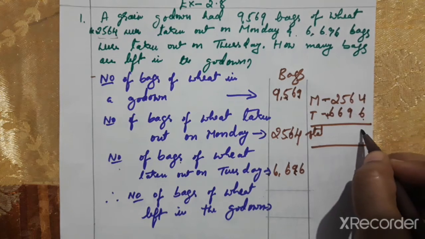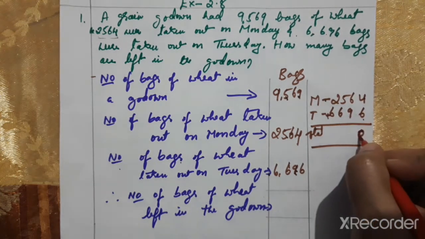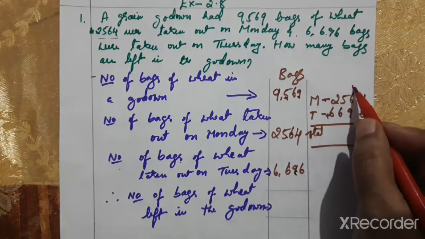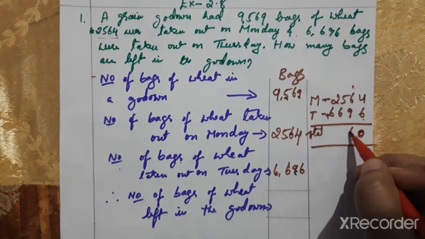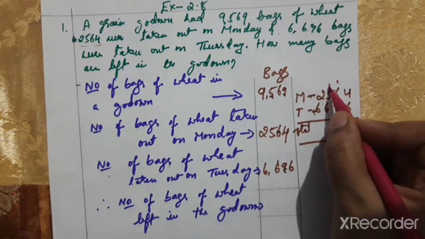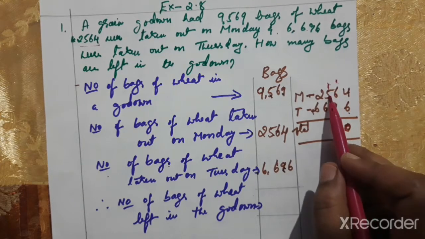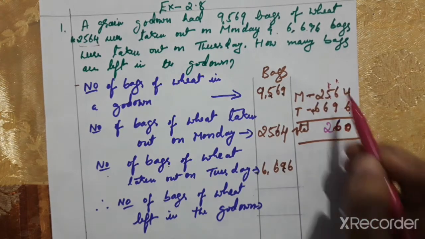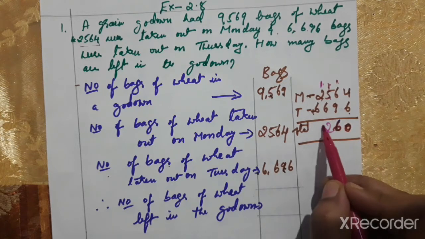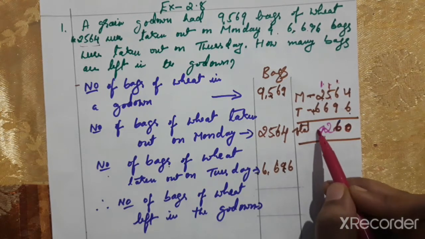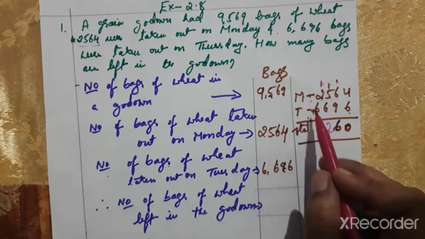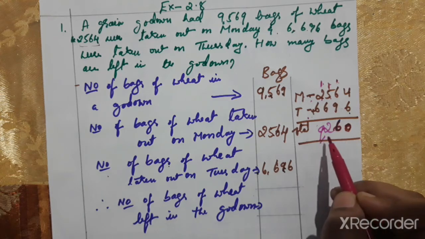4 plus 6 is 10, 0, 1 carry. 1 plus 9 is 10, 10 plus 6 is 16, 6, 1 carry over to the next place. 1 plus 5 is 6, 6 plus 6 is 12, so 2, 1 carry to the next place. 1 plus 2 is 3, 3 plus 6 is 9. So 9,260 bags were taken out on Monday and Tuesday together. Monday and Tuesday total 9,260 bags were taken out.